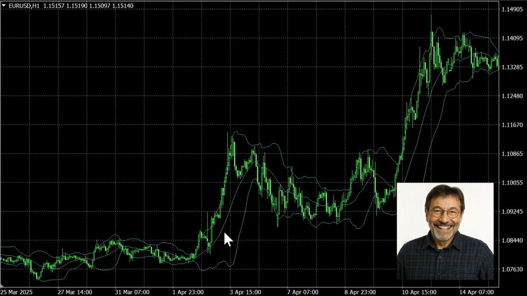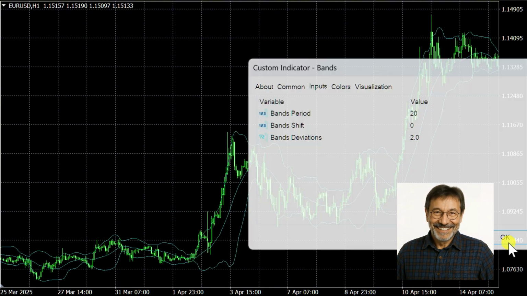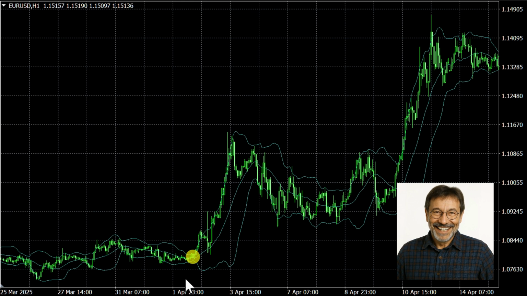The middle line is the moving average. Then the upper and lower bands expand when volatility increases and contract when volatility decreases. So we can see low volatility here, and these bands are pressing close together. And with higher volatility, the distance between the bands gets bigger.